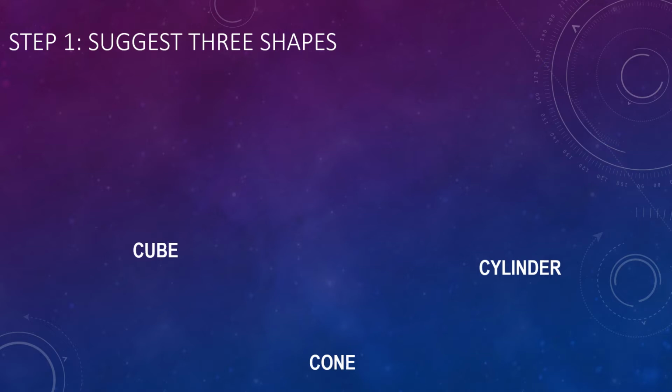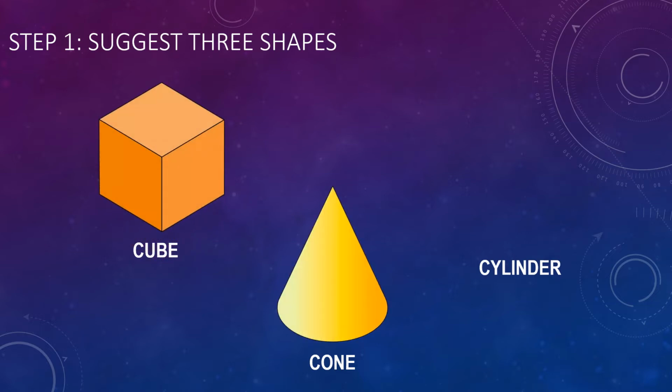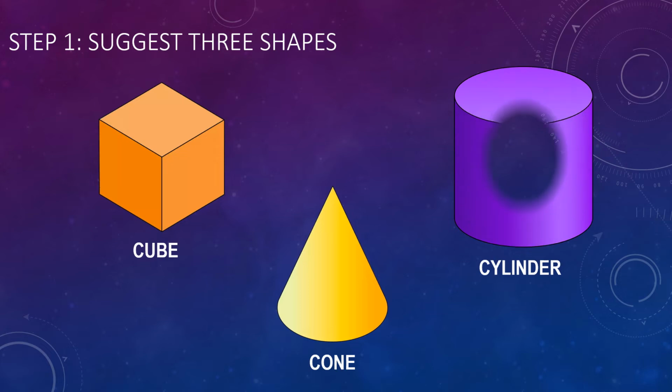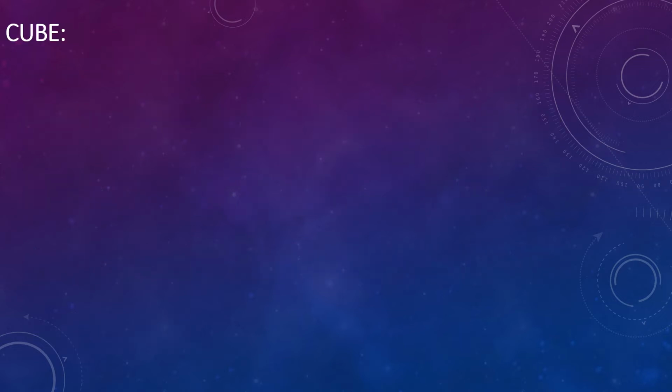So, 1. Suggest 3 shapes. The 3 shapes that I have suggested are the cube, the cone, and also the cylinder. Step 2. Showing minimum dimensions and minimum surface area.